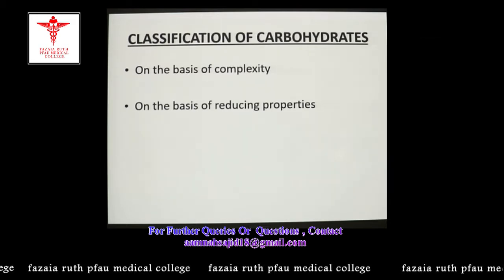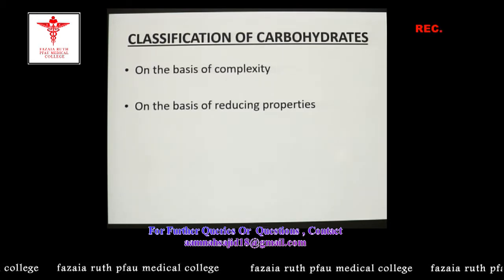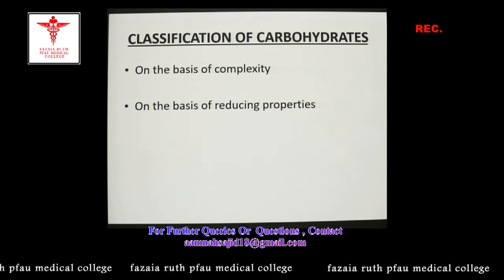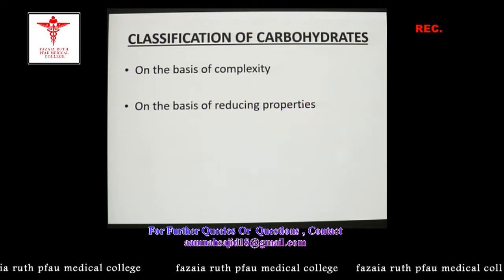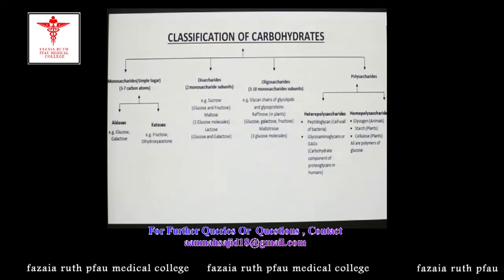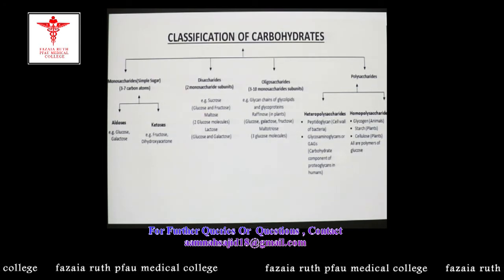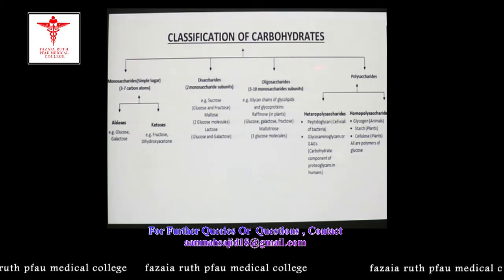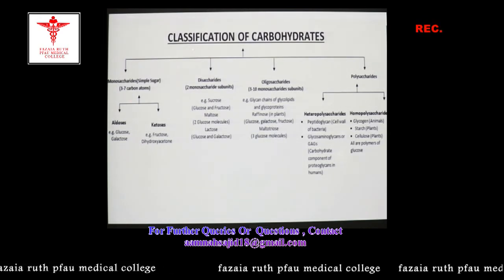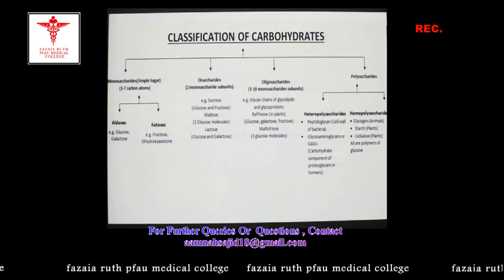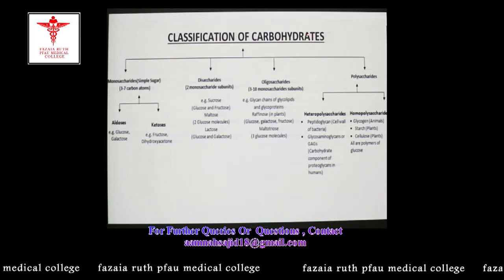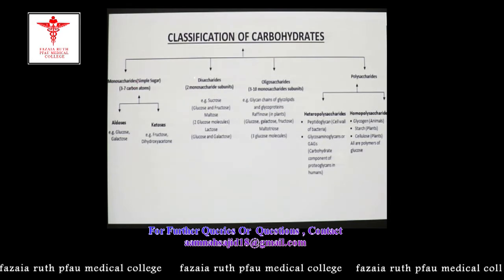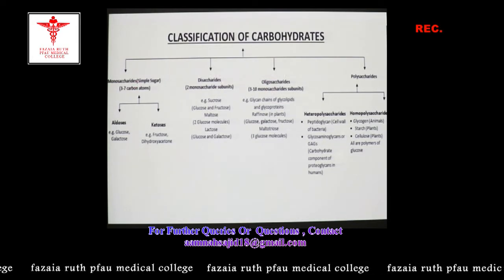Now, we move on to the classification of carbohydrates. Carbohydrates can be classified on the basis of complexity and on the basis of their reducing properties. First of all, we will classify carbohydrates on the basis of their complexity. And as we have discussed this scheme before, I will only briefly explain today. Carbohydrates can be classified into monosaccharides, disaccharides, oligosaccharides, and polysaccharides.